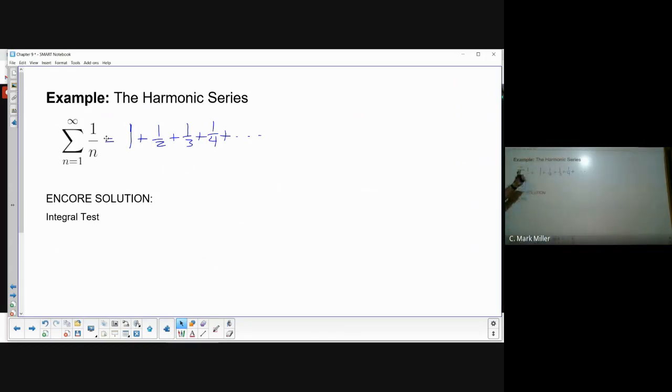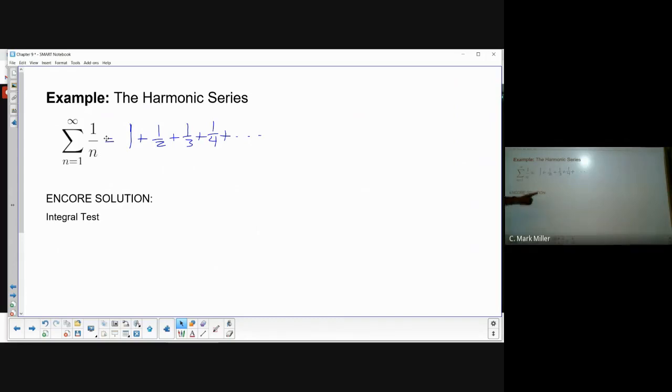This is called the harmonic series. This is the one I showed you a second ago on the slide. And mathematicians worked for probably a couple of thousand years on this. Way back in the time of the Greek mathematicians, Euclid, Apollonius, those guys, they were working on stuff like this. And they didn't know whether this converged or diverged.